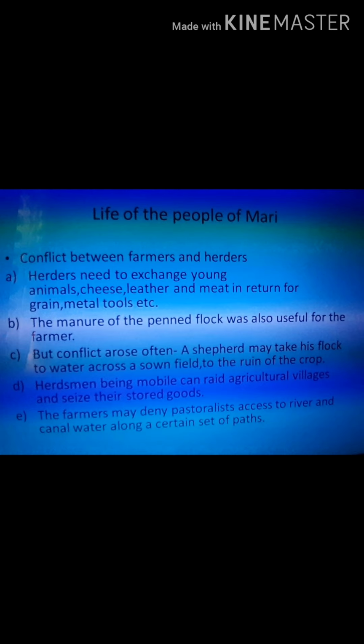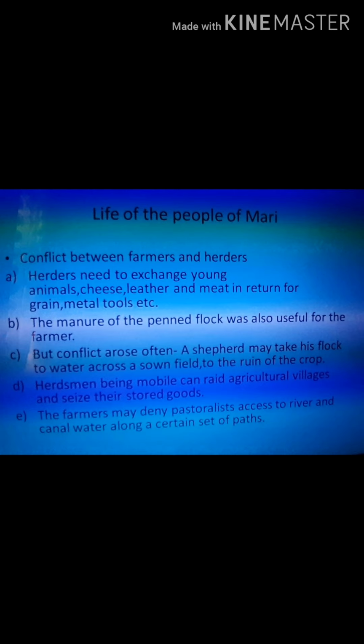Let's take a look at the life of the people of Mari. There was continuous conflict between the farmers and the animal herders, that is, pastoralists. The herders needed to exchange young animals, cheese, leather, and meat in return for grain, metal tools, etc. Even the manure of the penned flock was useful for the farmer. But conflict arose with the farmers.